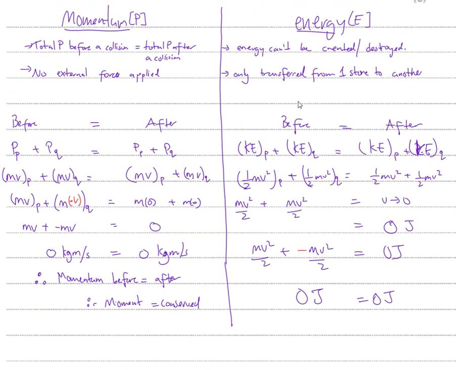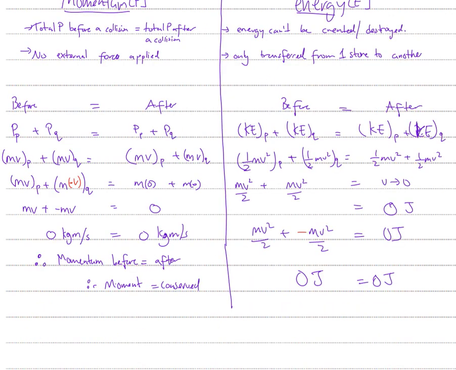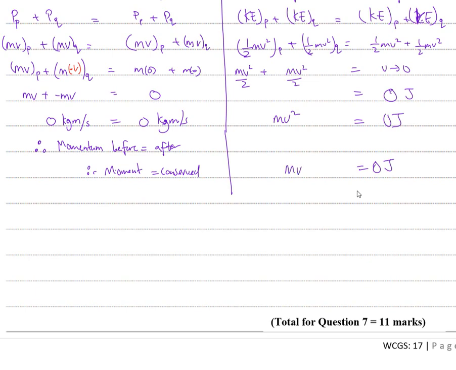All right, so before the collision, the total energy. Okay, my bad, I think I made a mistake there, so let me just delete this. Energy is a scalar, so the direction doesn't matter. So if we add them together, this would be mv squared there.